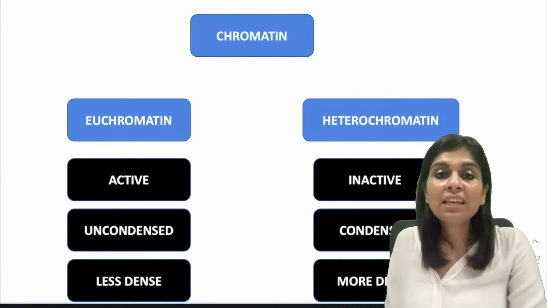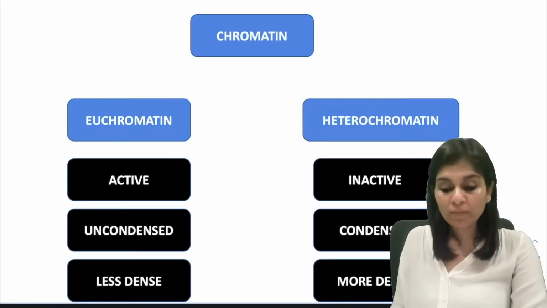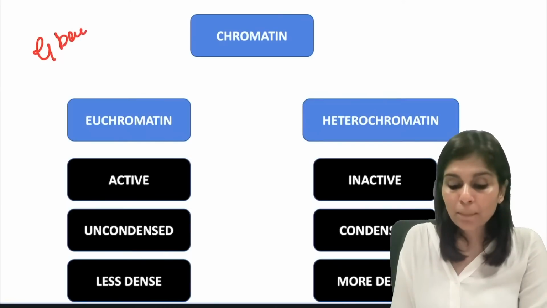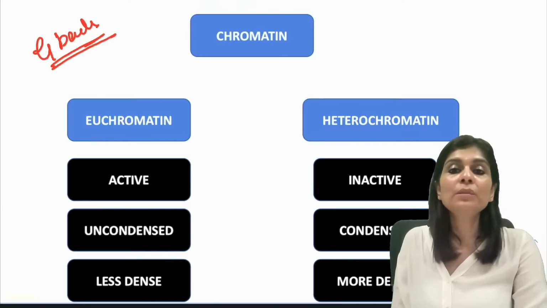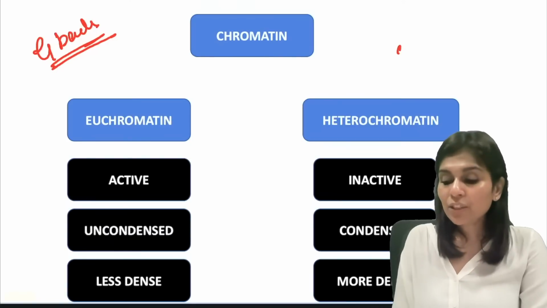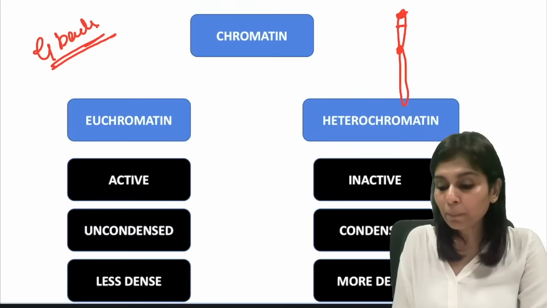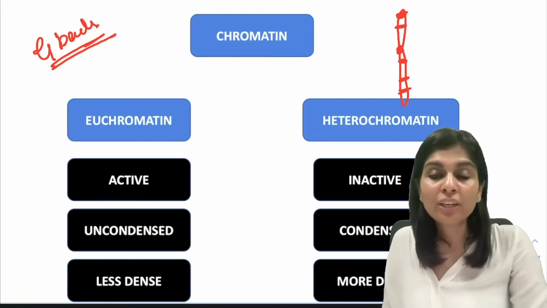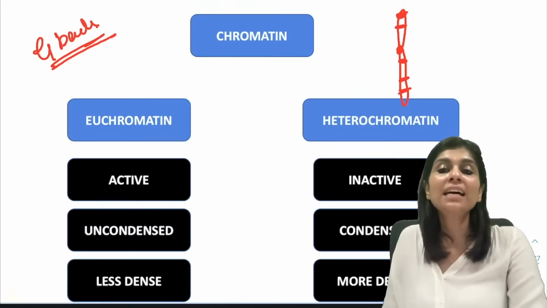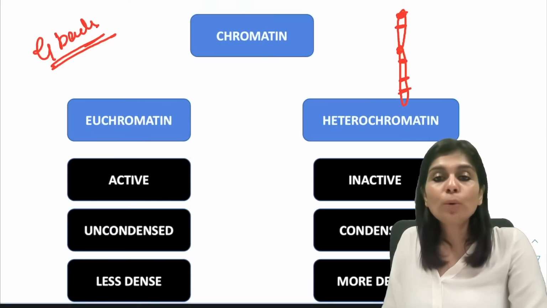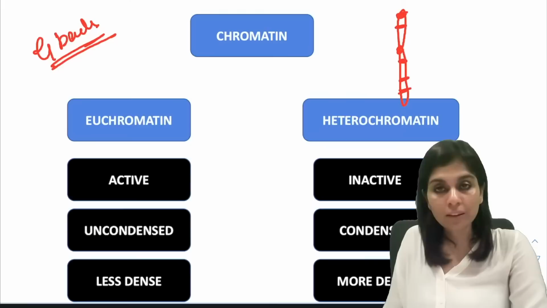Have you all seen a Giemsa-stained chromosome? Yeah, G banding. G banding of a chromosome is nothing but Giemsa staining of the chromosome. In such a G-banded chromosome, you'll always see alternating dark and light bands. So if you see a dark band, it means it is inactive. If you see a light band, it means it is active. Active is euchromatin, inactive is heterochromatin.